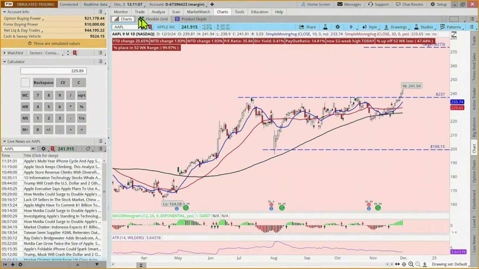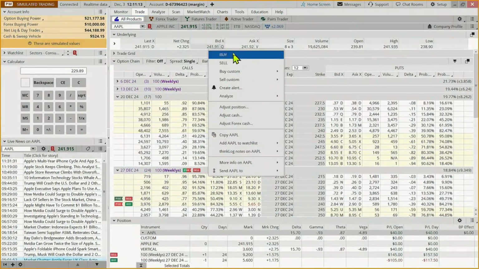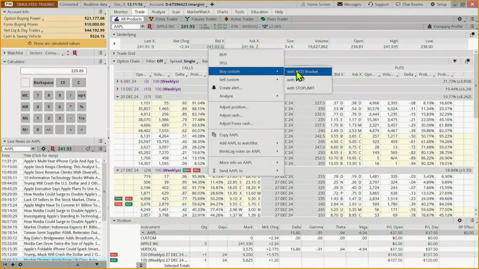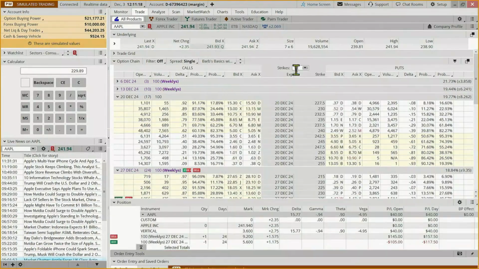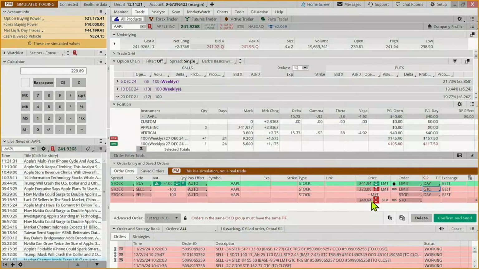Okay, so we're going to come to the trade tab. We're going to come to this top line and say that we want to buy custom with an OCO bracket, which means we're putting in both our target, and our target is 273, just shy of the technical target, and our stop we're going to put in at 229.89.